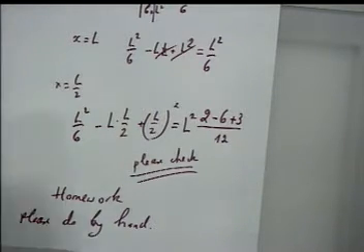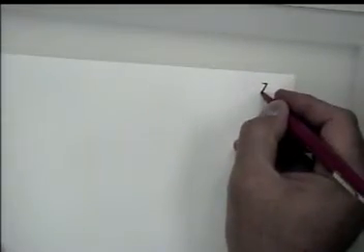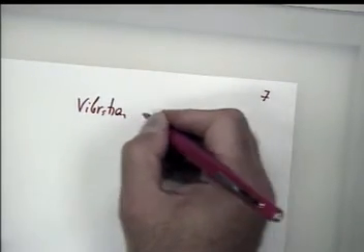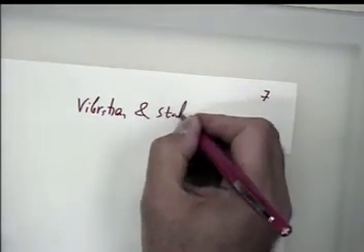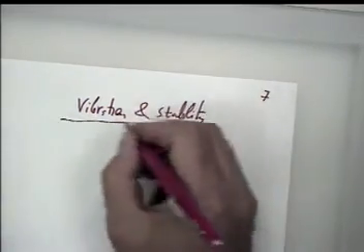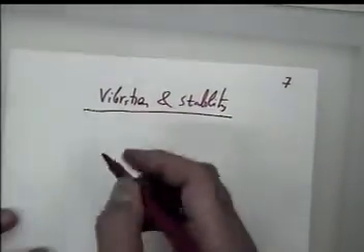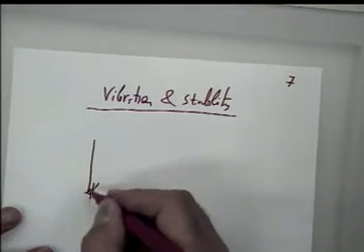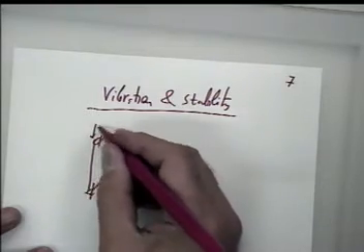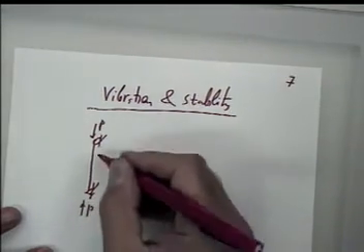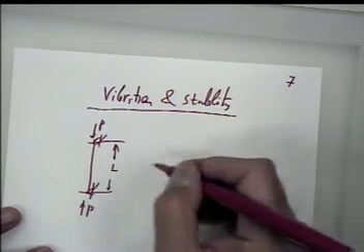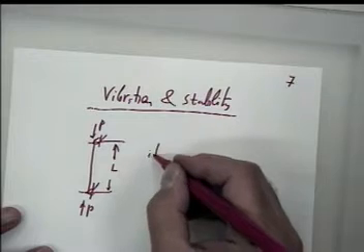Now, page 7. Vibration and stability. So imagine that we have our simply supported column. The length is L. And it vibrates.